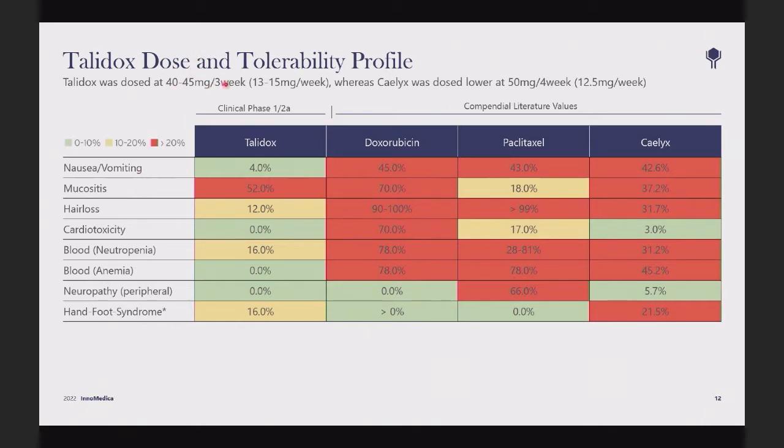Especially, we have given quite a high dose of 13 to 15 milligrams per week per square meter, which was a bit high and will go a bit lower for further studies. So I think the safety profile will again ameliorate. But certainly hair loss is greatly reduced. The cardiotoxicity has also been greatly reduced. Blood values such as neutropenia also ameliorated. Anemia completely absent. Neuropathy as well. Hand-foot syndrome still came up, but I think with a reduction of the dose in further studies, this will again be much better.